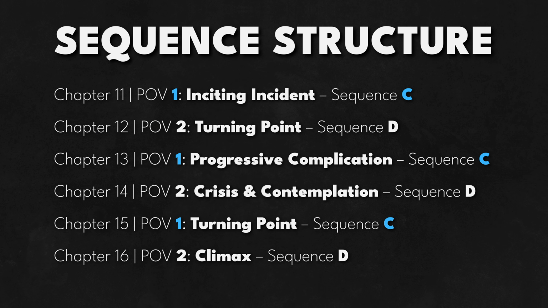Sequences don't all move at the same pace. One POV might need several progressive complication scenes before hitting a turning point scene, while another could be ready to escalate much faster. So you could end up with something like this. Chapter 11 is the inciting incident of Sequence C for POV 1, while Chapter 12 jumps straight into the turning point scene of Sequence D for POV 2. The key idea is this: each POV still follows the same internal order of scene types. Those chains might weave together in your novel, but each one needs to stand on its own as a complete sequence.